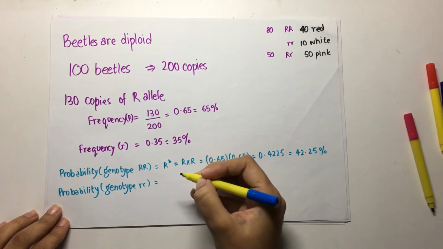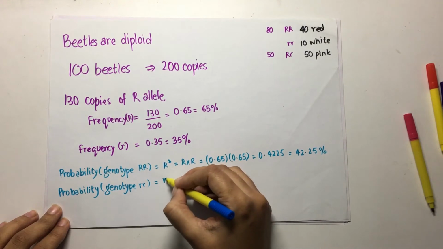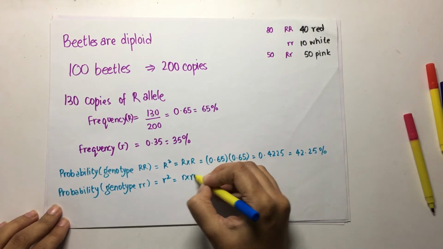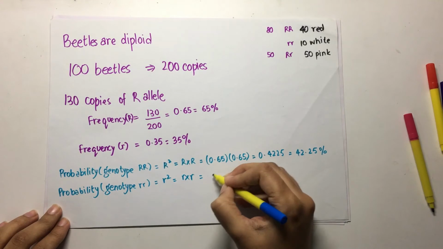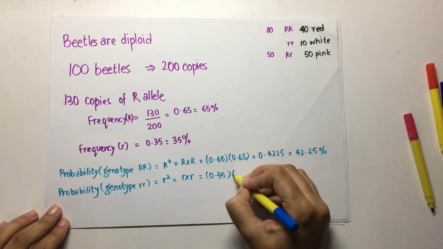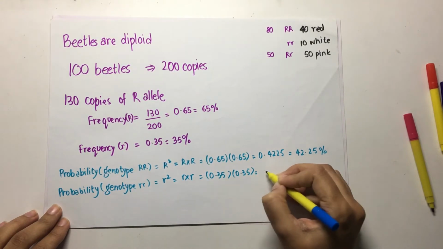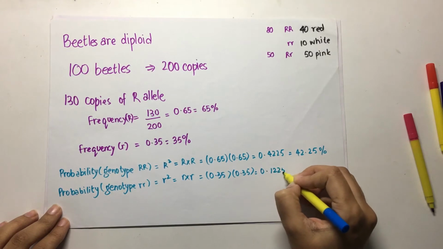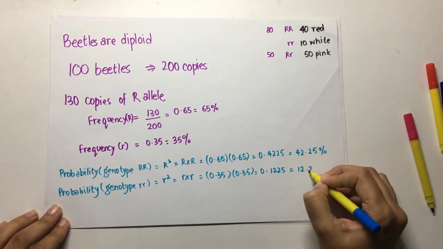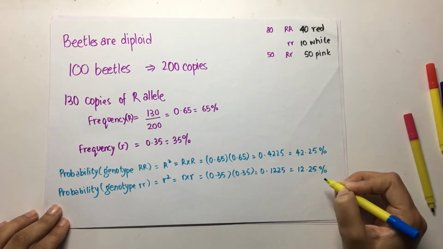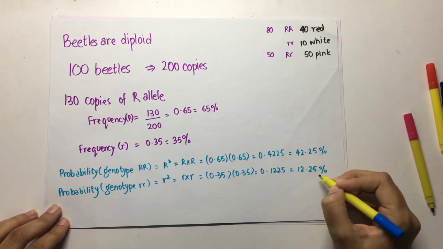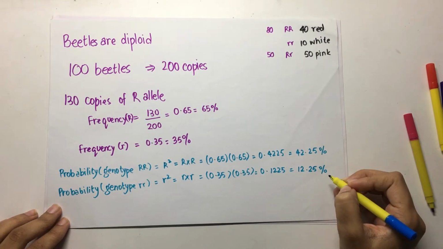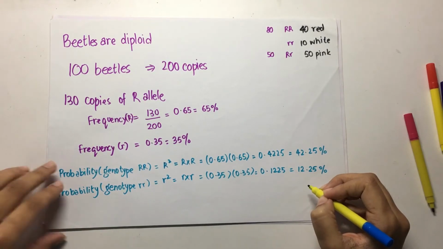That's going to be, obviously like the previous one, small r squared, and frequency is 0.35, so you get 0.1225 or 12.25%. So 12.25% of next generation beetles will have small r genotype.